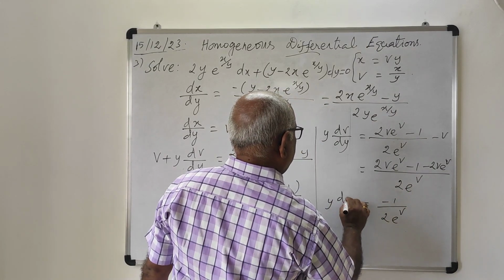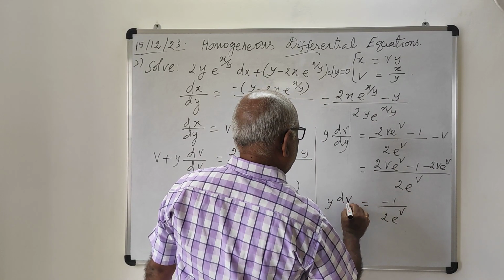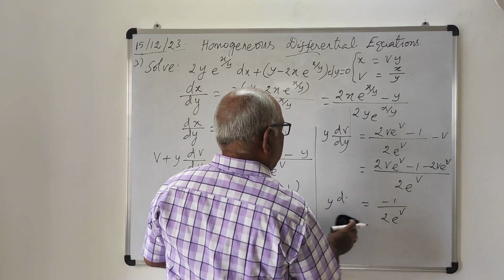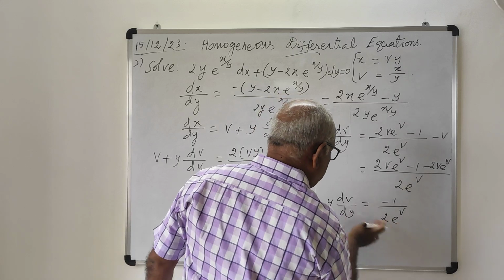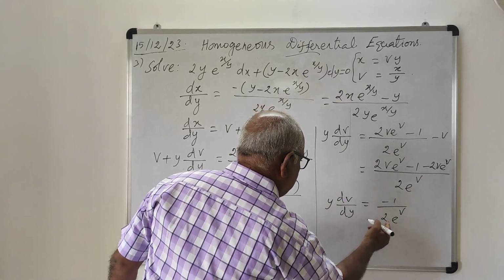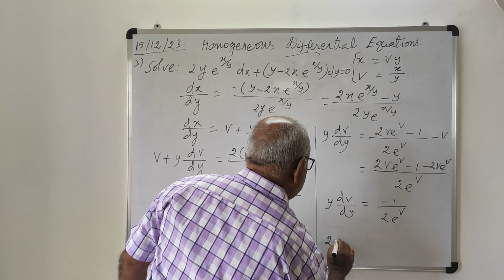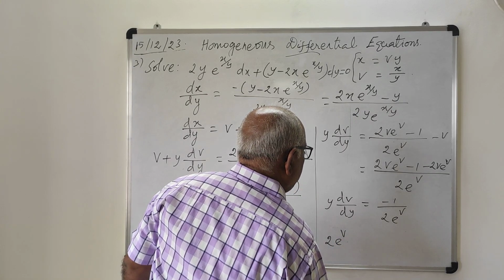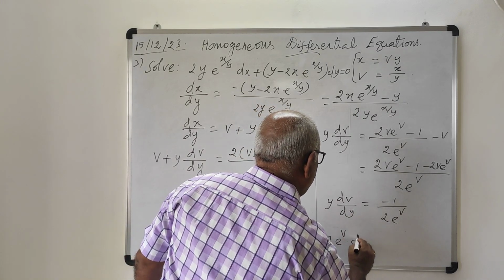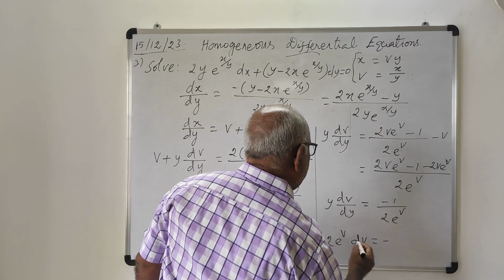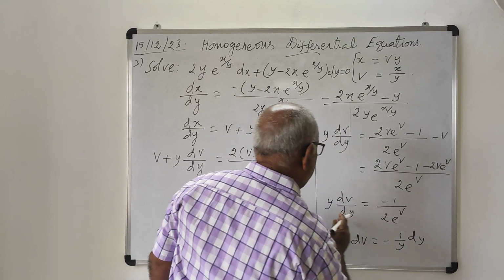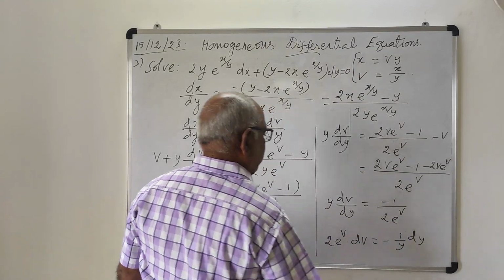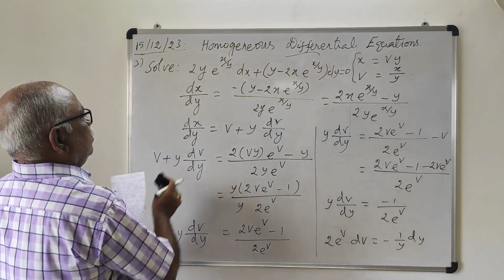Here you have y dv by dy. It is very simple. You bring this 2 e power v to the left hand side, the denominator 2 e power v becomes numerator. 2 e power v dv equal to minus 1 by y dy. Now you integrate, you will get the answer.